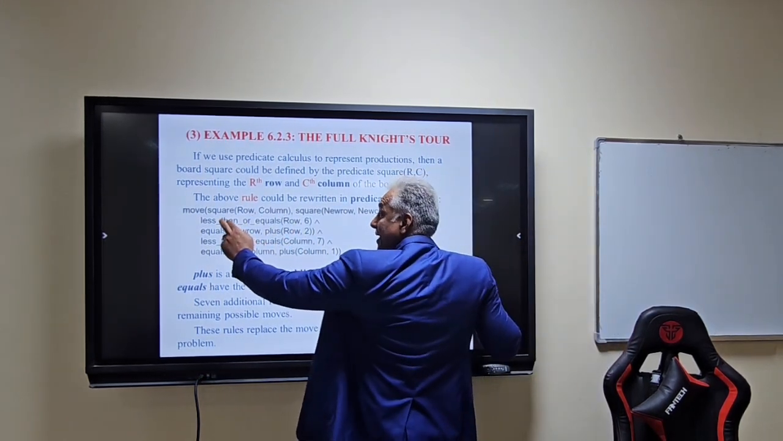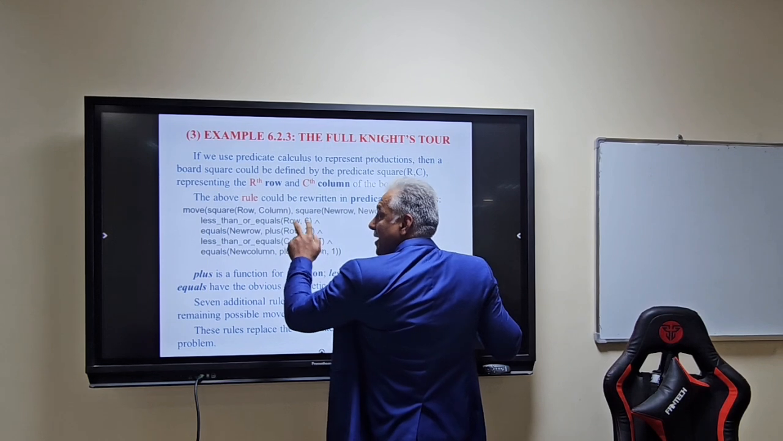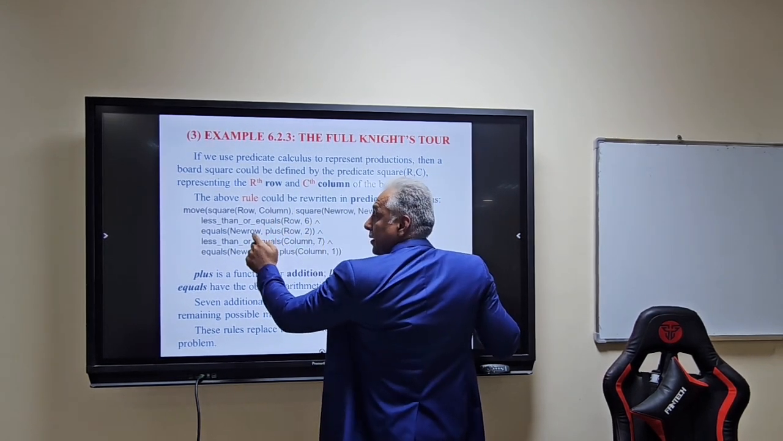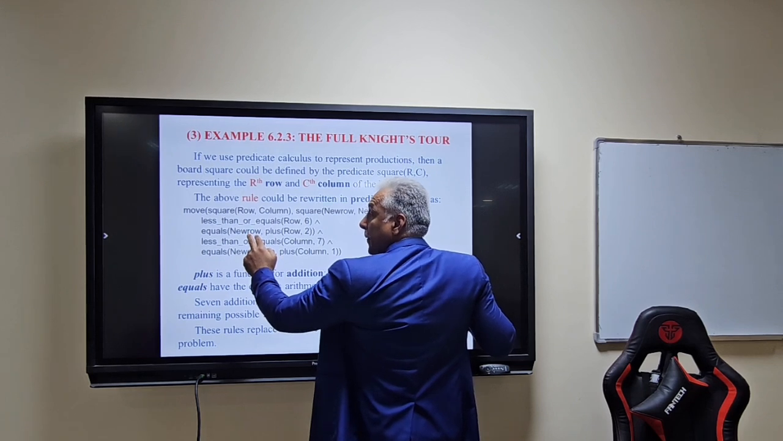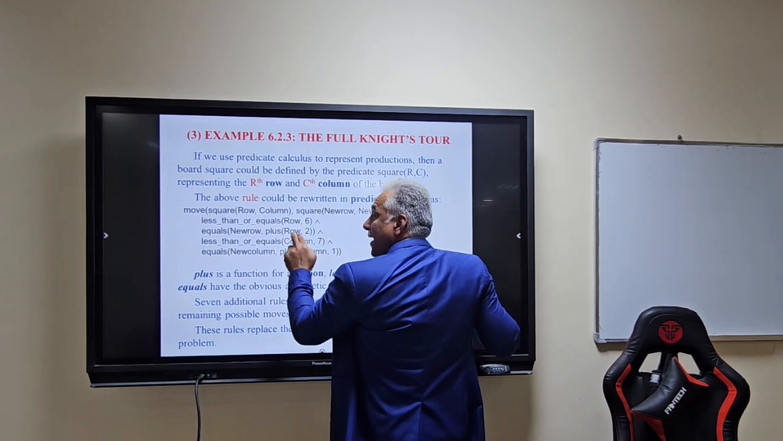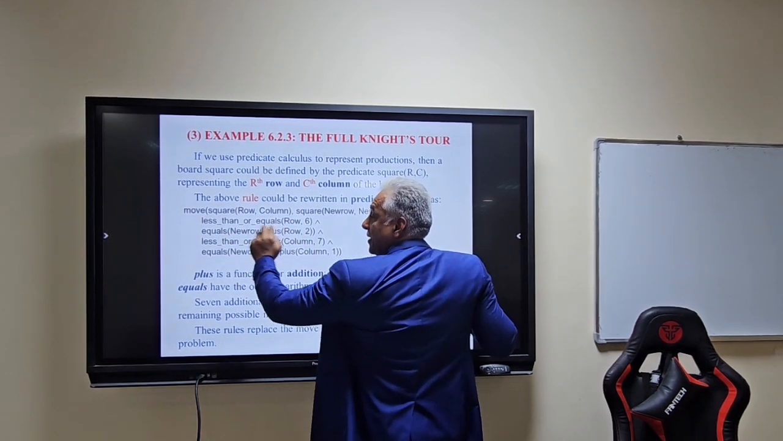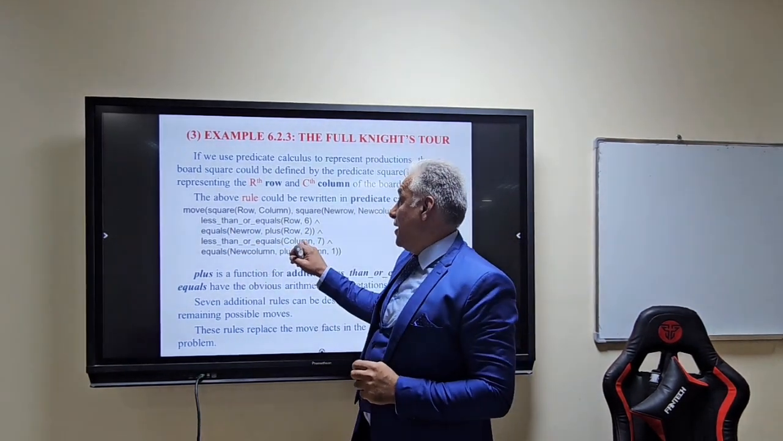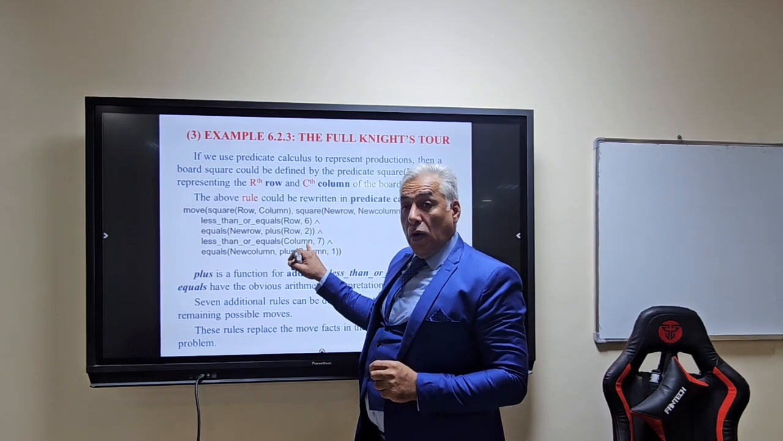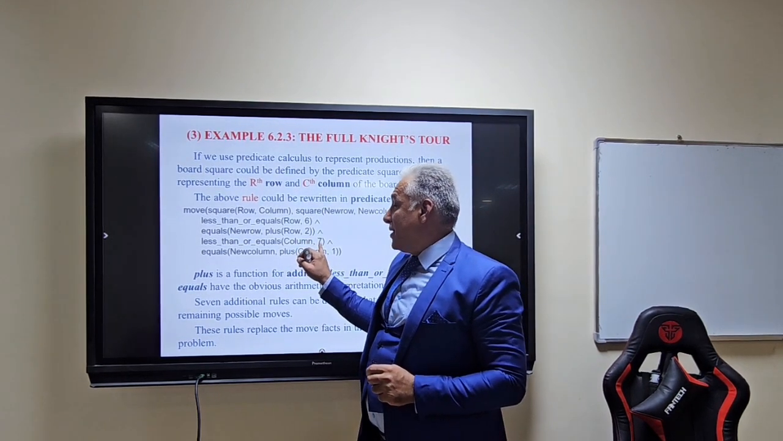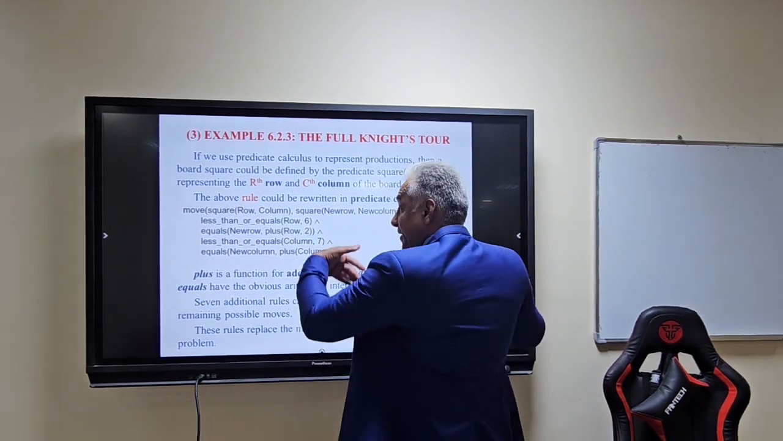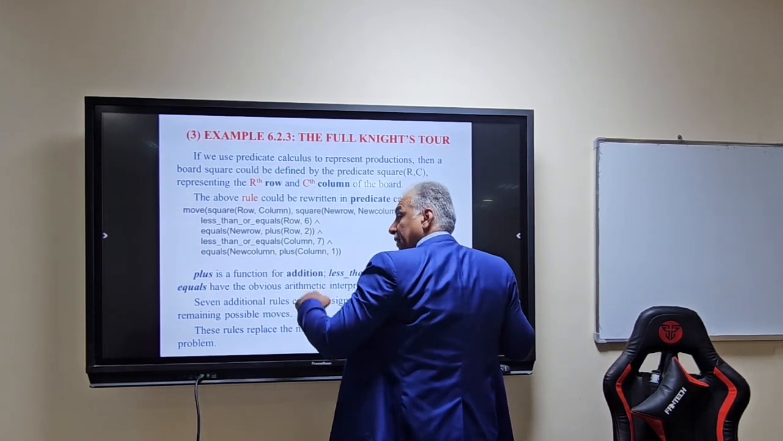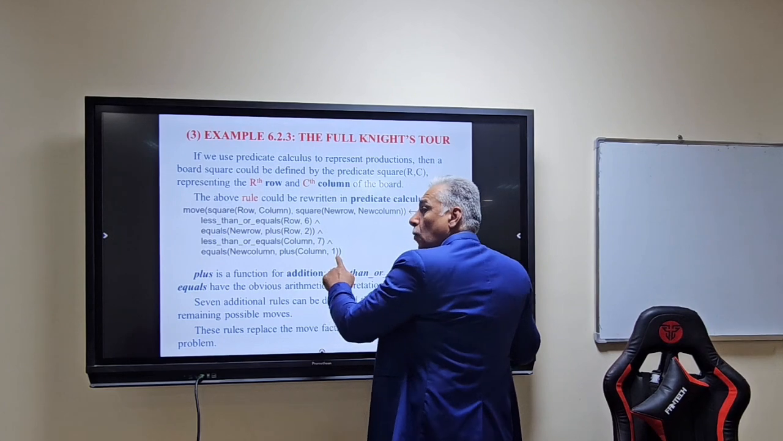less than or equal row and 6. That means row is less than or equal to 6 and new row will be row plus 2, like this predicate. And this predicate means that if column is less than or equal to 7, then the new column will be the current column plus 1.